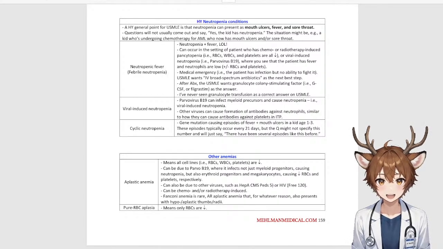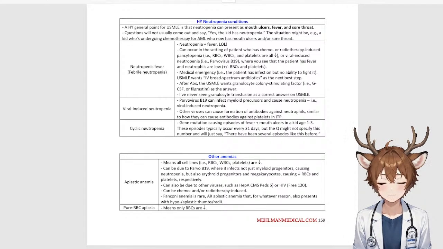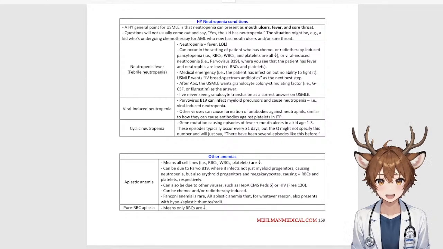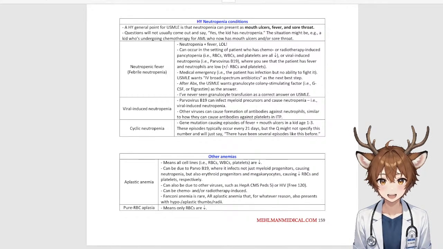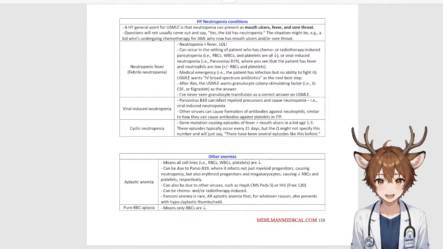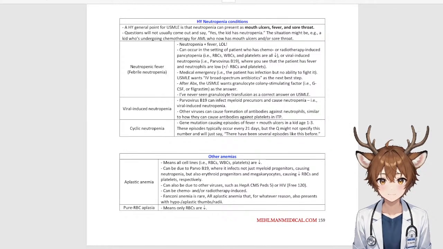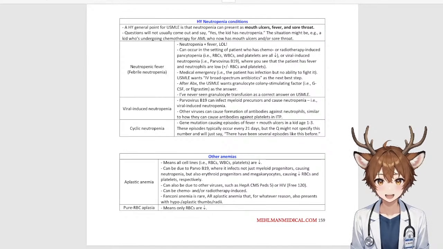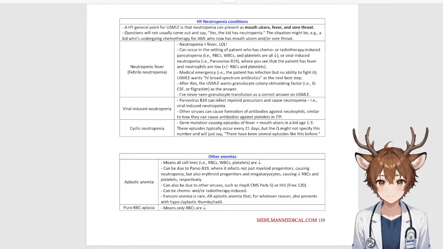Medical emergency, that is to say the patient has infection but no ability to fight it. USMLE wants IV broad-spectrum antibiotics as the next best step. After antibiotics, the USMLE wants granulocyte colony stimulating factor, that is to say G-CSF or filgrastim, as the answer. I've never seen granulocyte transfusion as a correct answer on USMLE.